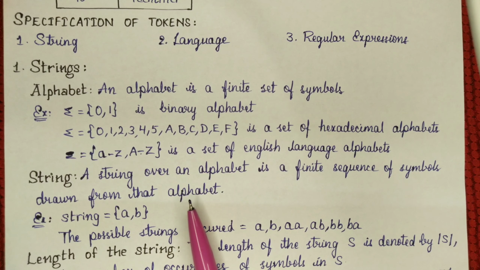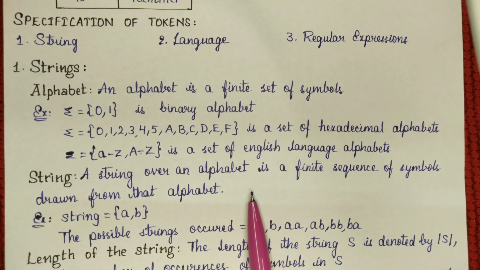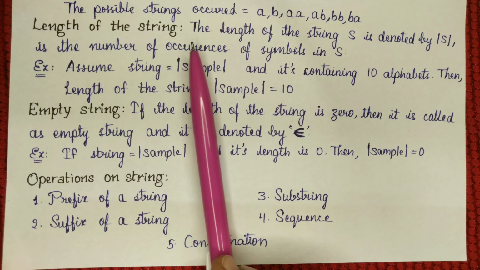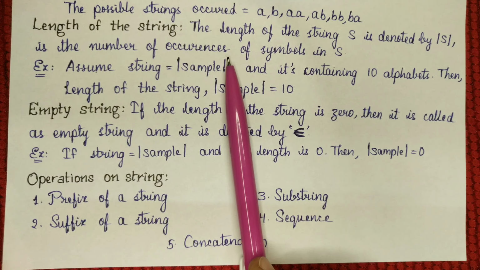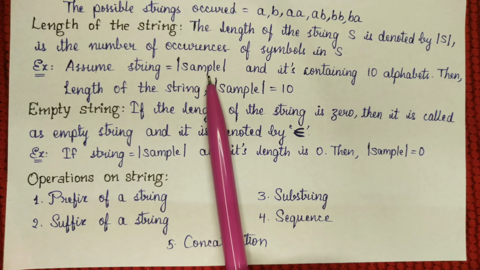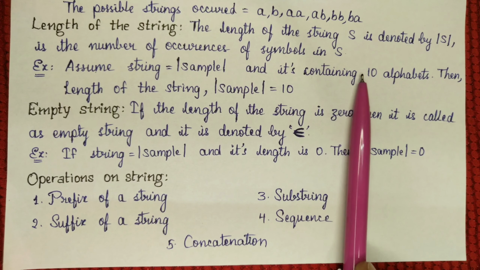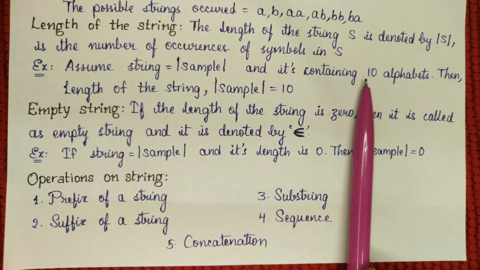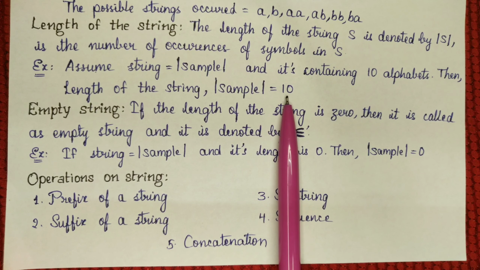Any finite sequence of such alphabets is called a string. Suppose we take string s as a set of a, b as an example. Then the possible strings are a, b, ab, and ba. And the length of the string is calculated by the number of occurrences of symbols in the string. Suppose we have a string sample and it has 10 alphabets, like numbers or letters. Then the length is written as |sample| = 10.